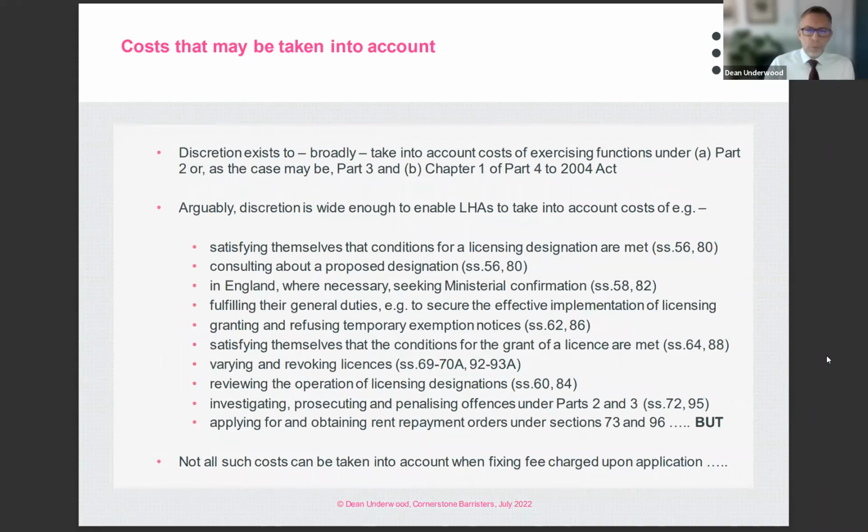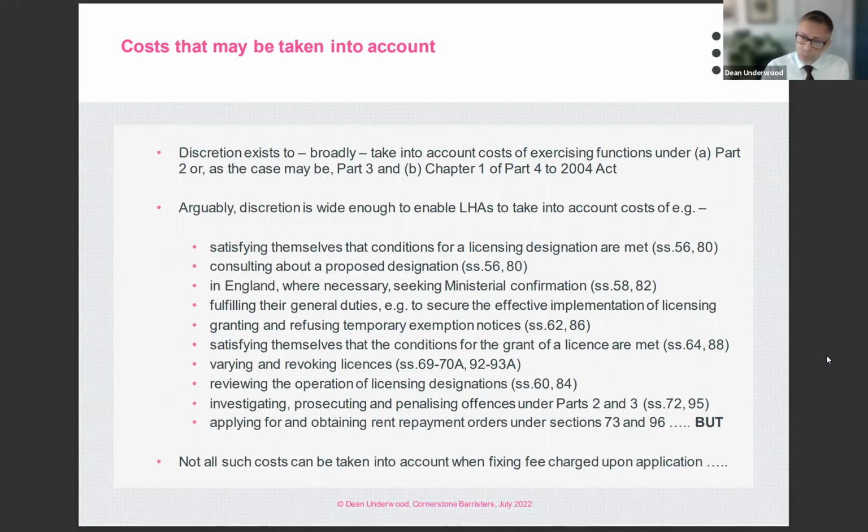Well, what does that enable local housing authorities to take into account? Arguably, I would suggest the discretion, if not probably, is wide enough to enable local authorities to take into account the costs of the following, for example. First of all, of satisfying themselves that conditions for a licensing designation are met. That is, after all, one of the functions for which Parts 2 and 3 provide under sections 56 and 80. The costs of consulting about a proposed designation, again, a function under Parts 2 and 3.